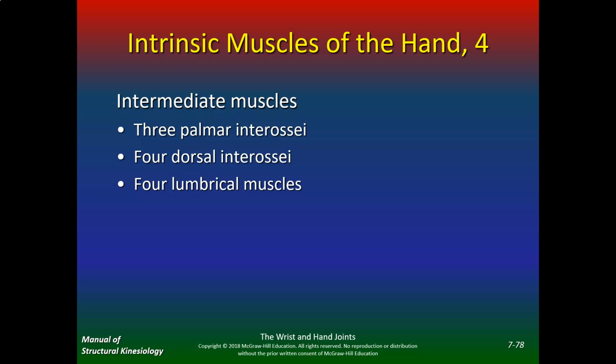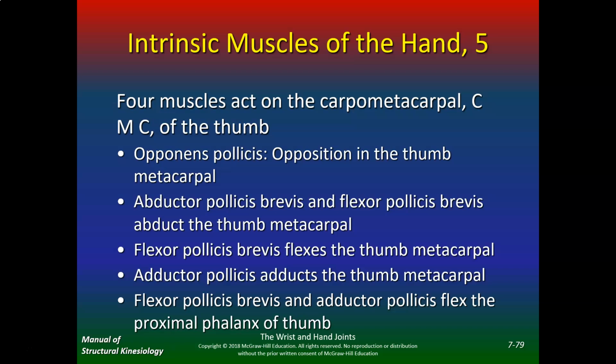Intermediate muscles: you have 3 palmar interossei, 4 dorsal interossei, and 4 lumbrical muscles. 4 muscles act on the CMC of the thumb: opponens pollicis, opposition of the thumb; abductor pollicis brevis; flexor pollicis brevis flexes the thumb; adductor pollicis adducts the thumb. Okay, so a lot of terminology here that you just have to slow down and look at.